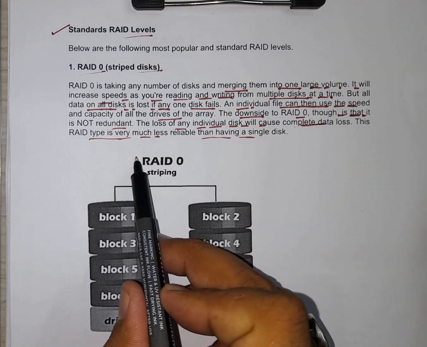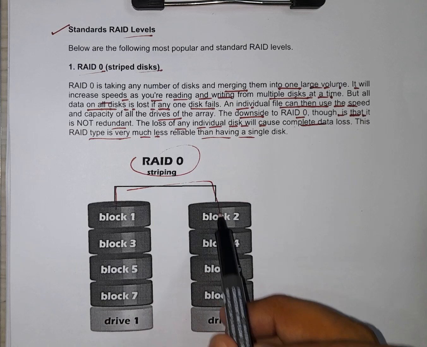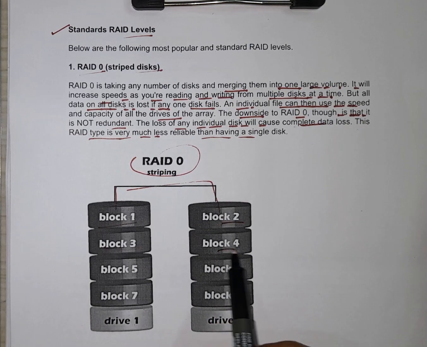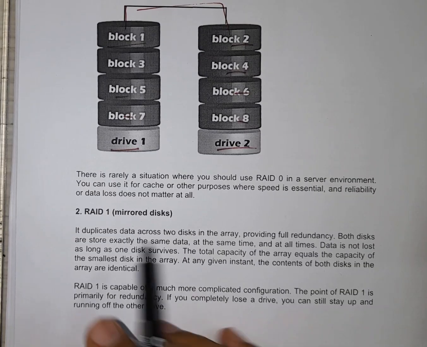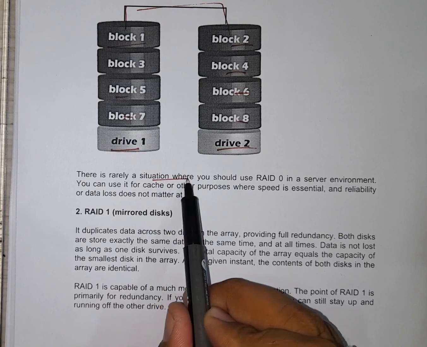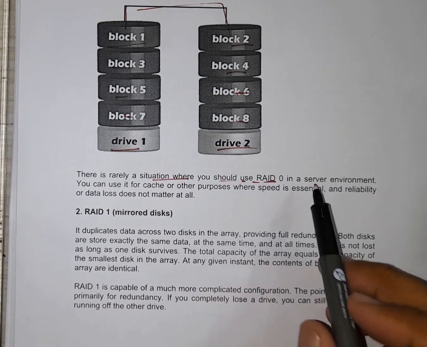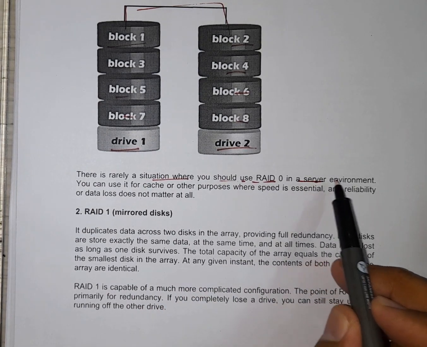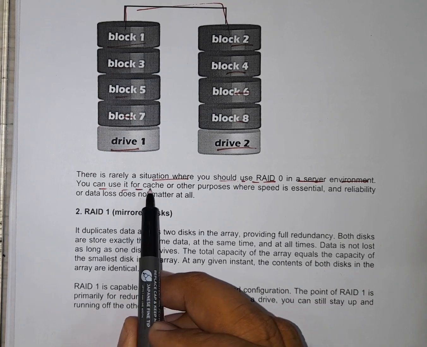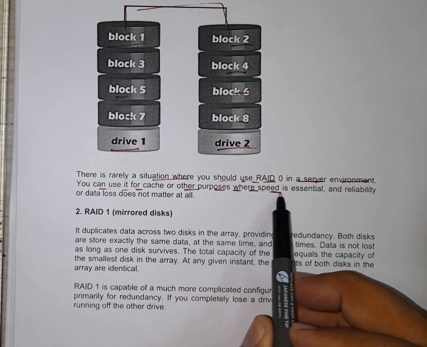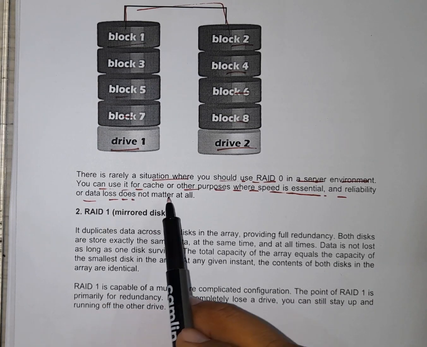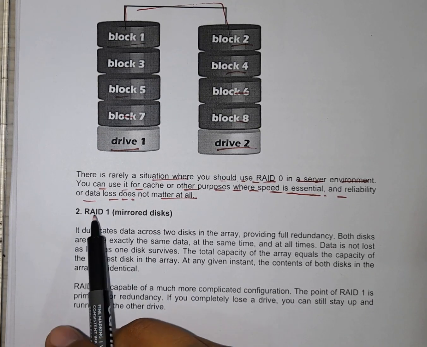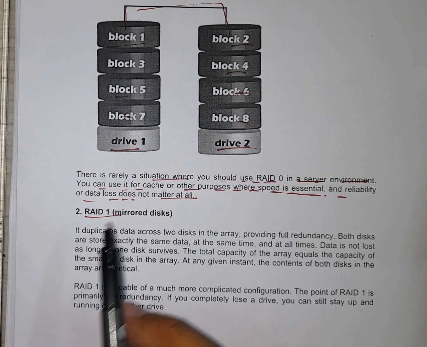Like that, RAID 0 stripes blocks: block 1, 2, 3, 4, 5, 6, 7, 8 across drive 1 and drive 2. There are really few situations where you should use RAID 0 in a server environment. You can use it for cache or other purposes where speed is essential and reliability and data loss do not matter at all.